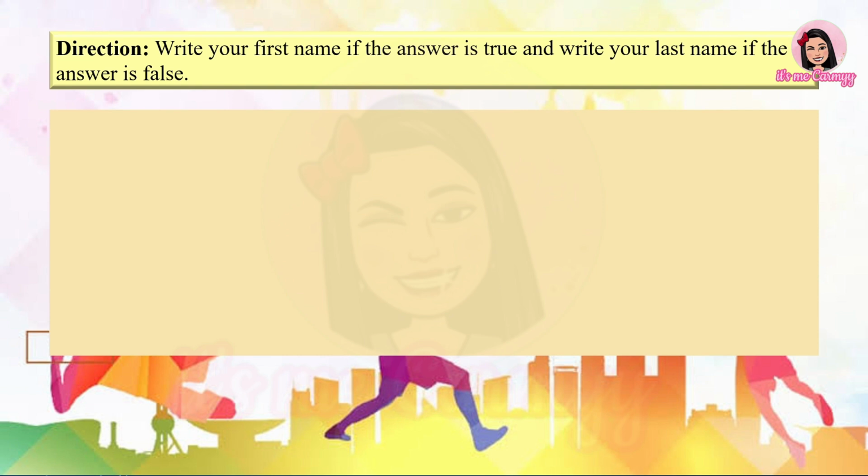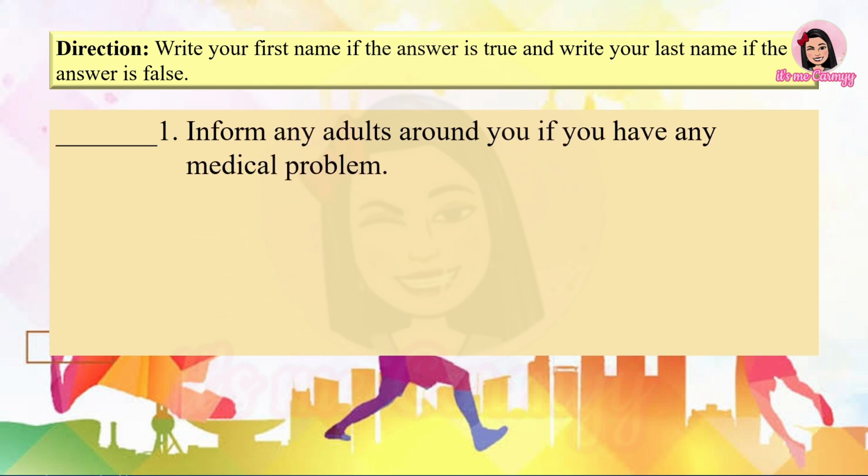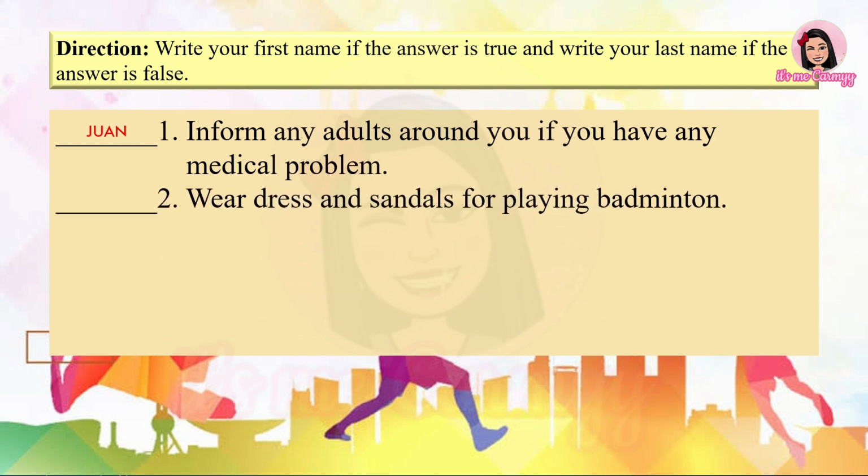Now, write your first name if the answer is true and write your last name if the answer is false. For number 1, inform any adults around you if you have any medical problem. It's true. Number 2, wear dress and sandals for playing badminton. It's false, that's why I'm writing the surname of Juan de la Cruz.